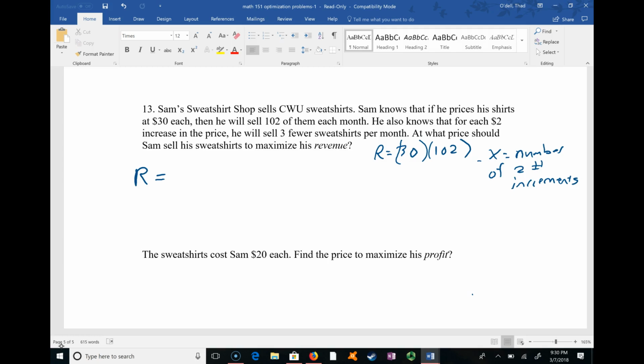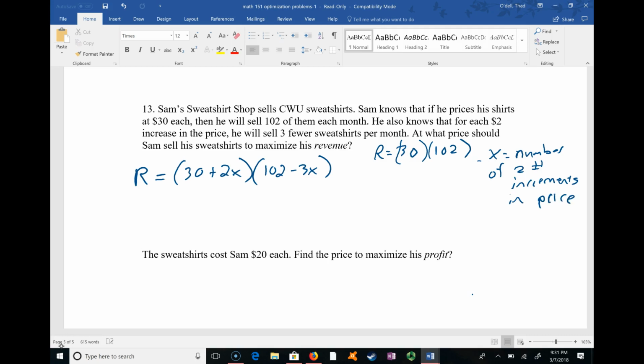Okay. So if I put 1 in for x, that means I've increased the price by $2. So that means that if I have one $2 increment, I would have 30 plus 2x. And then the number of shirts sold is going to drop by 3, so I put a minus 3x there. So that would be my revenue equation, where x is the number of $2 increments in price.